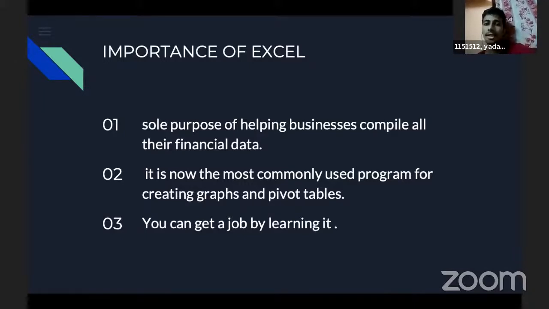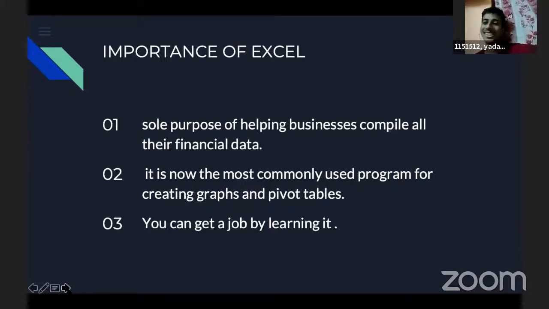It is now the most commonly used program for creating graphs and pivot tables. If you have some data, you can convert it into pivot tables and show it in graphical form, so that people find it easy to understand the things you are showing at the ground level.